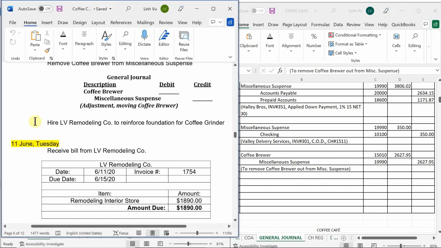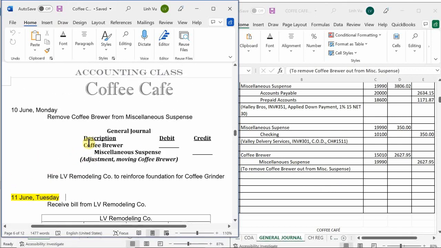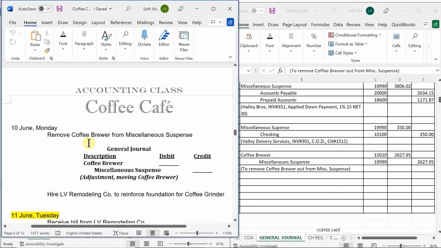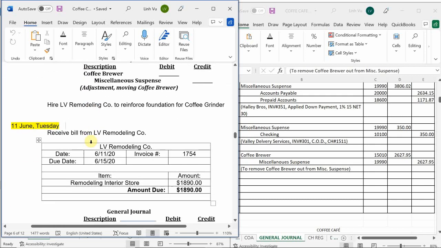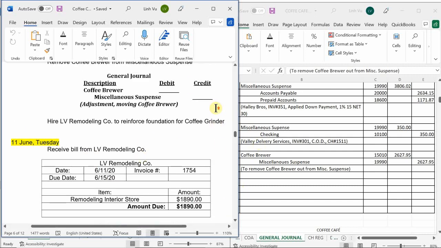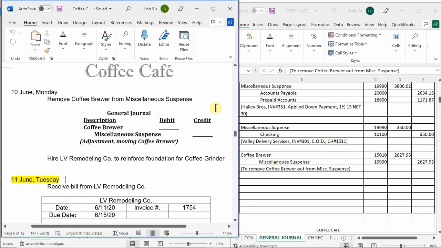So, this is where we last left off. We finished the last transaction of the day by acquiring the coffee brewer coffee grinder. And what we did was we moved the coffee brewer out from the miscellaneous suspense account. And we hired LV Remodeling to do the foundation for the coffee grinder. Okay, so now it's a new day.